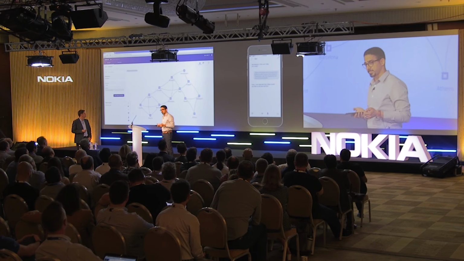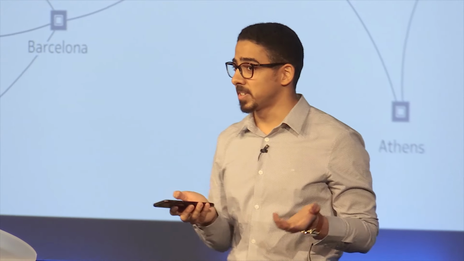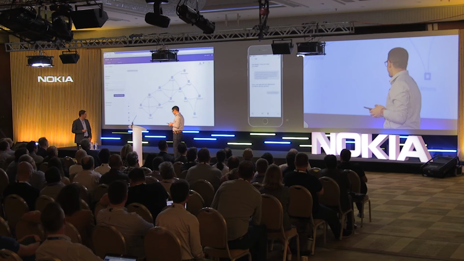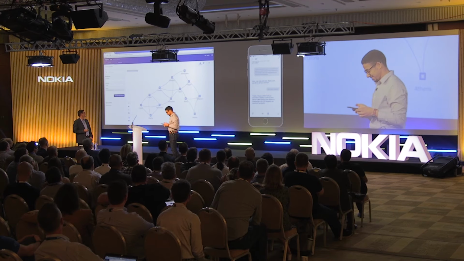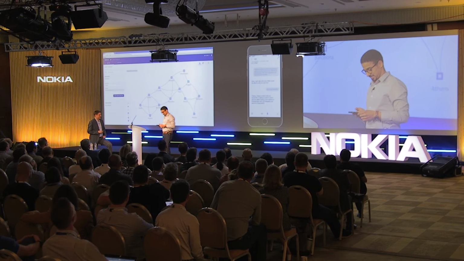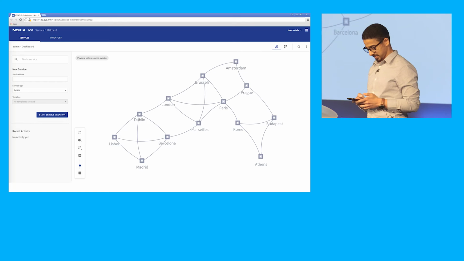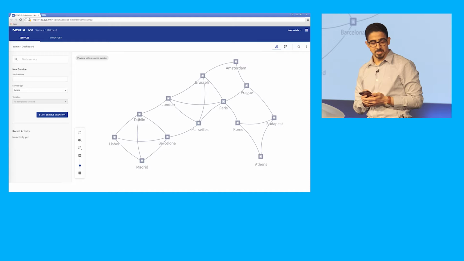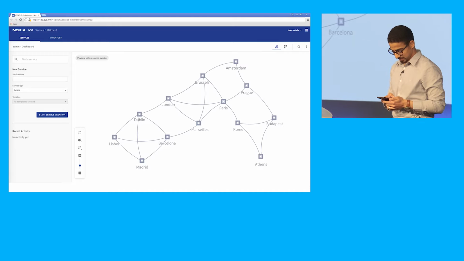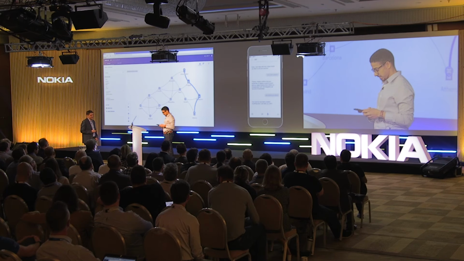Sure, I can help with that. What would you like to call your service? Let's call it Destiny. Thanks. Please confirm that you would like to deploy a point-to-point service called Destiny from Athens to Amsterdam with 100 megabits per second of bandwidth. Yes, please go ahead. Your service has been created. Anything else I can help you with?